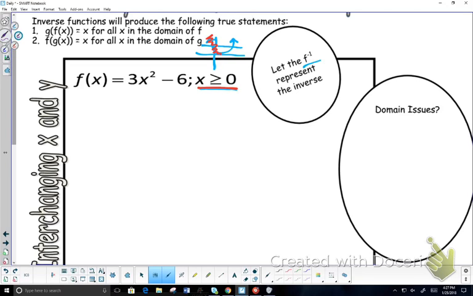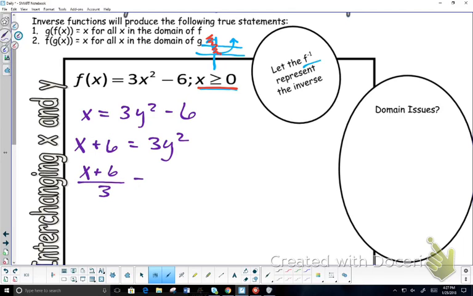So, once again, we're going to flip our x's and y's. So I got x equals 3y squared minus 6. My first step would be to add 6 to both sides. Next, please remember, you can't square root it until you make that 3 go away as well. So I'm going to divide both sides by 3.